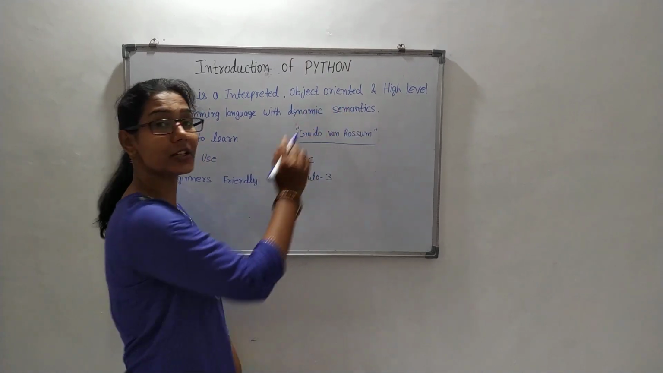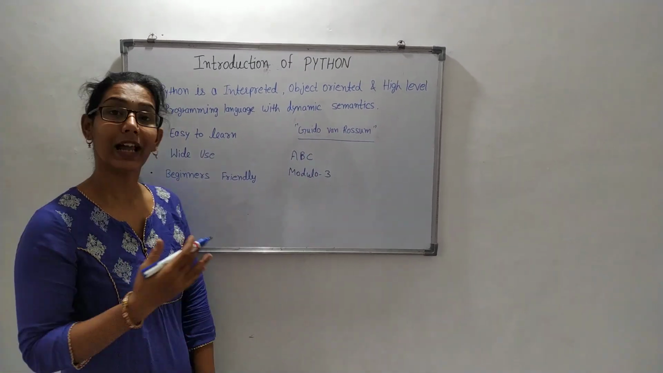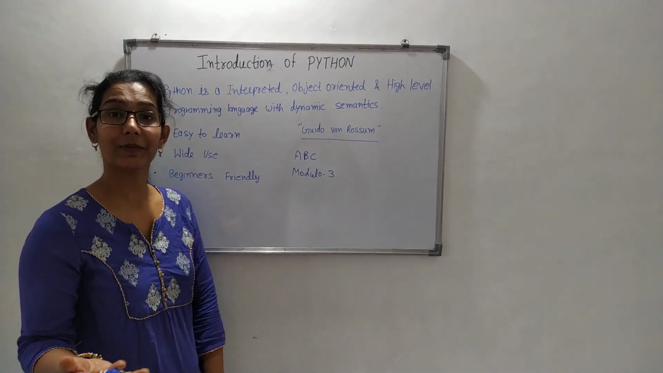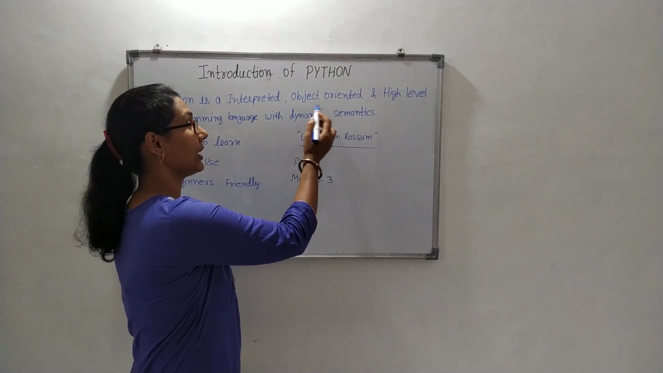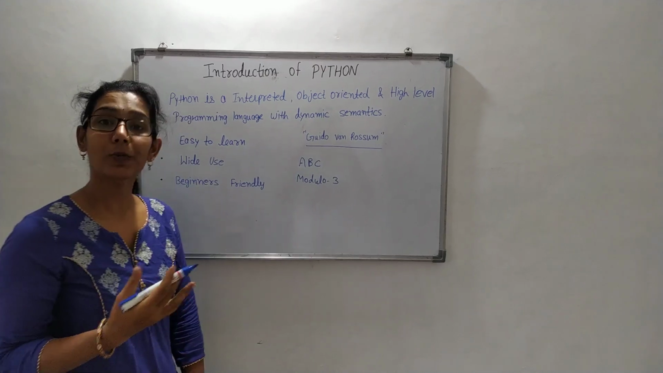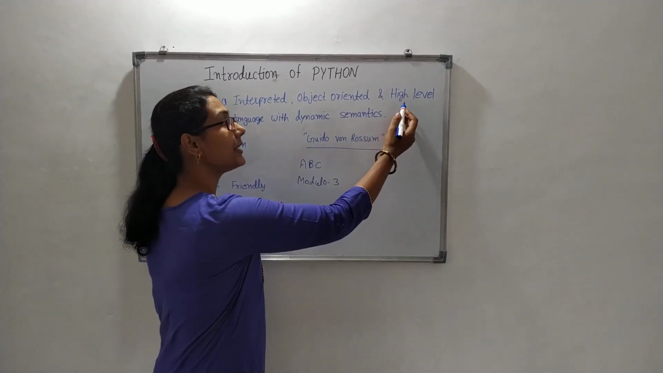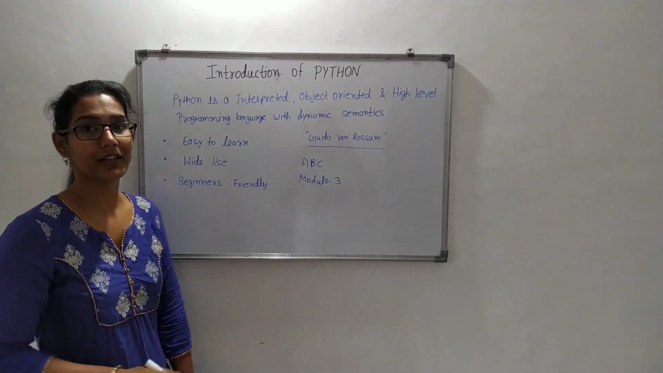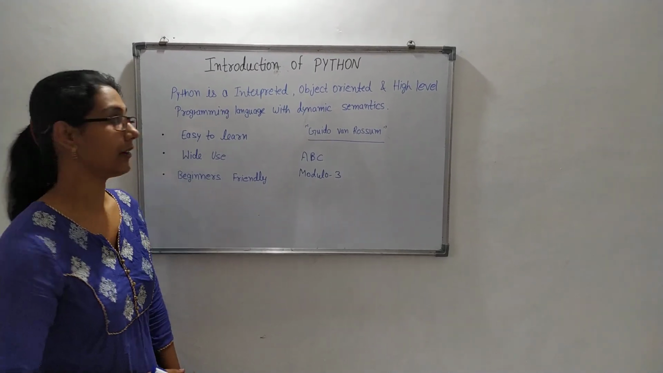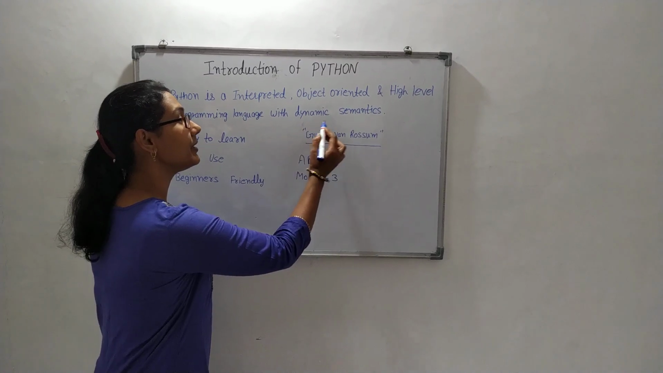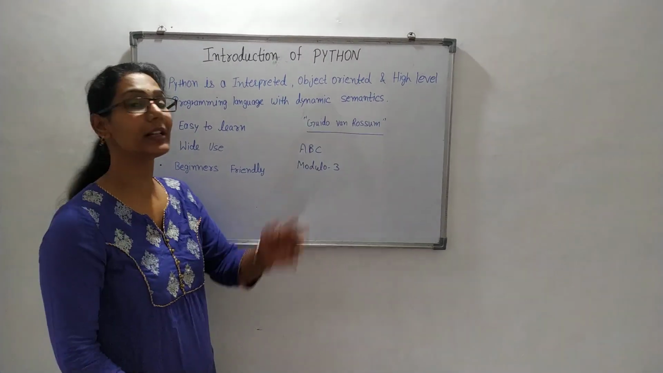Then it's an object-oriented programming language like C, C++, Java and other object-oriented programming languages, meaning it follows OOPS concepts. Then it's a high-level programming language. It's not a low-level language or middle-level language. And the last is dynamic semantics. This is the main thing.